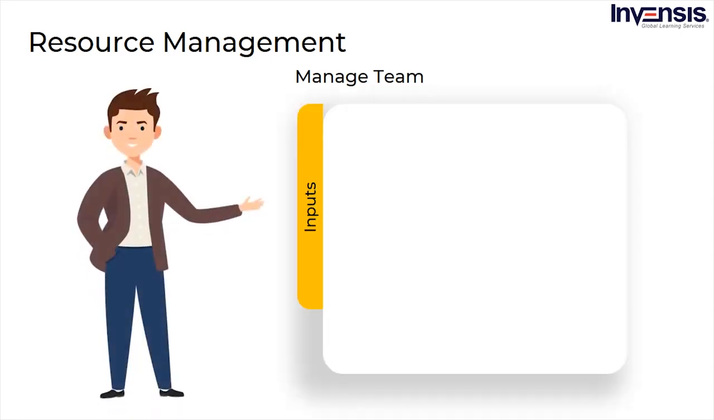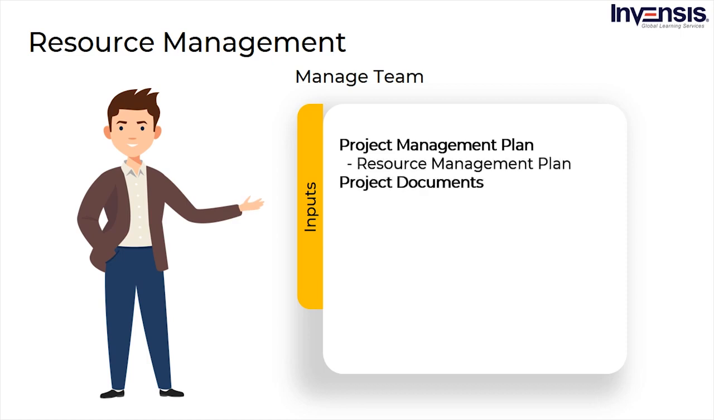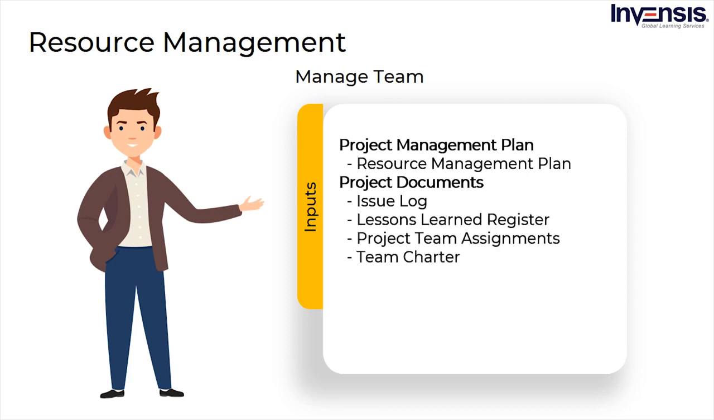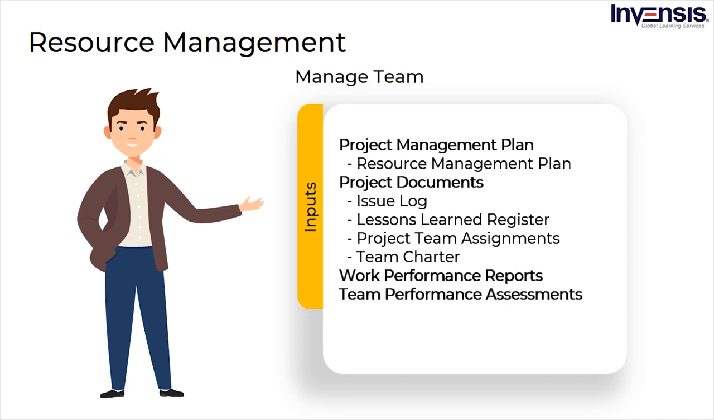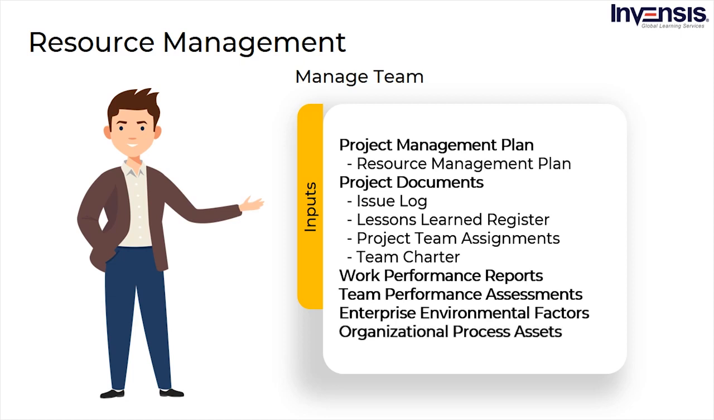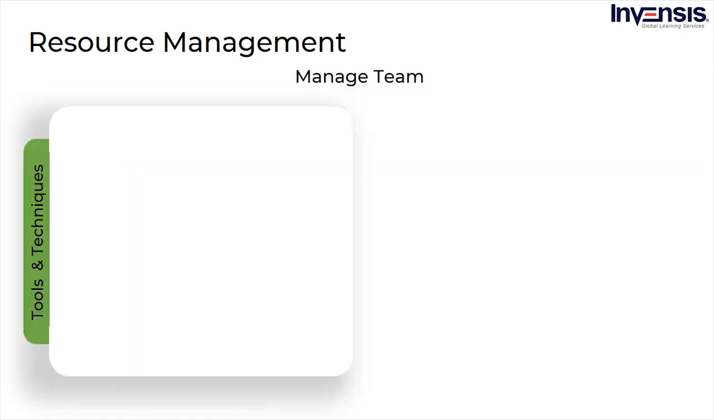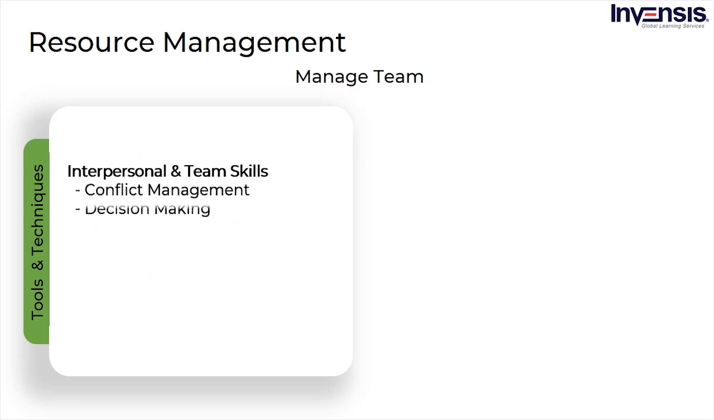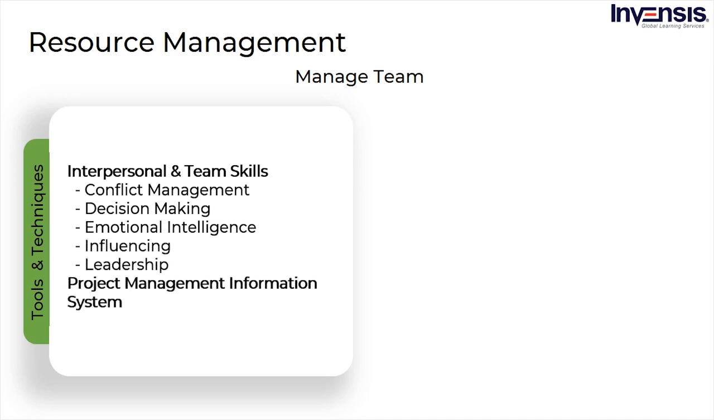Coming to inputs, firstly, we have a project management plan that includes a resource management plan. Next, we have project documents, including the issue log, lessons learned register, project team assignments, and team charter. Next, we have work performance reports, team performance reports followed by enterprise environmental factors and organizational process assets. Coming to tools and techniques, we have interpersonal and team skills that include conflict management, decision making, emotional intelligence, influencing, and leadership. In the end, we have project management information systems.